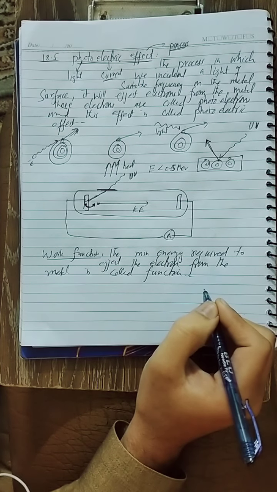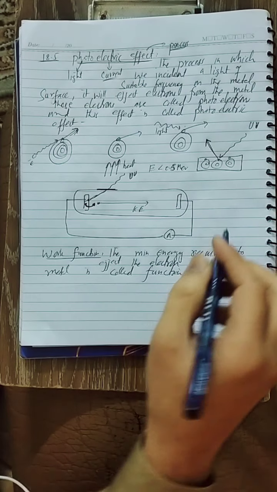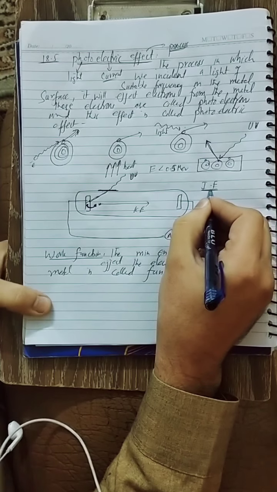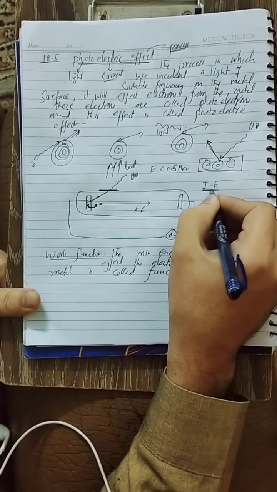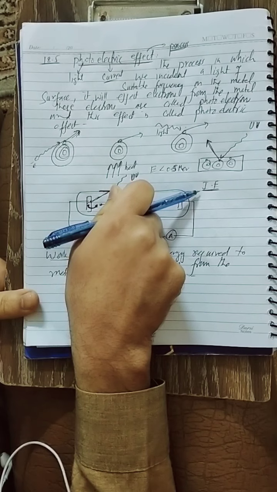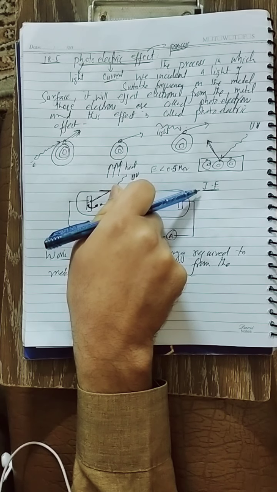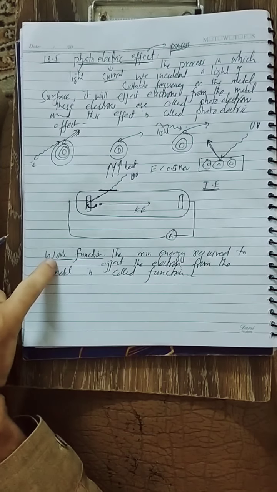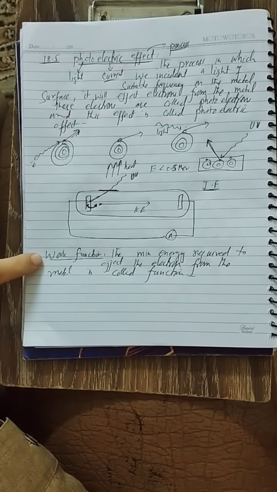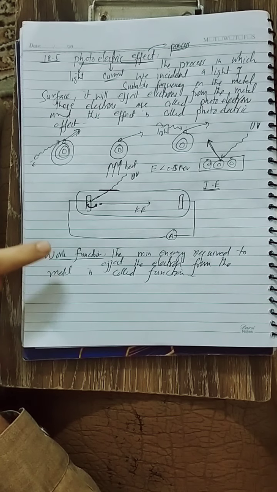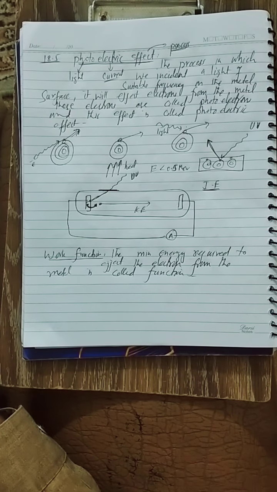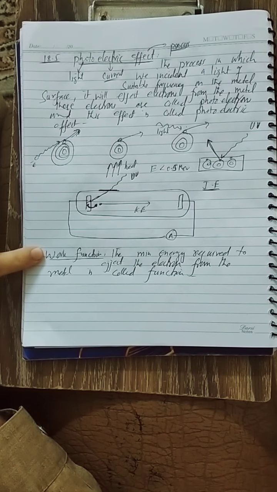One more thing is the ionization energy. Remember, ionization energy is also the minimum energy required to eject an electron, but from a gaseous atom. When the atom is isolated and you provide energy and eject the electron, that energy is called ionization energy. And work function is when the atoms are present in a compact form, and you give energy to those atoms and the electron gets ejected, that energy is called the work function.